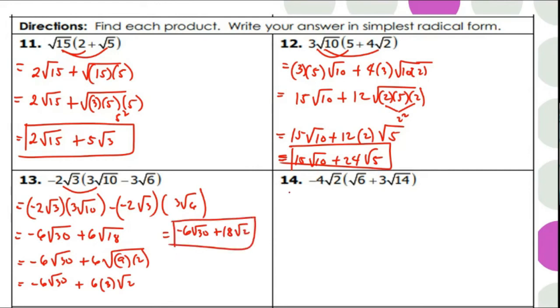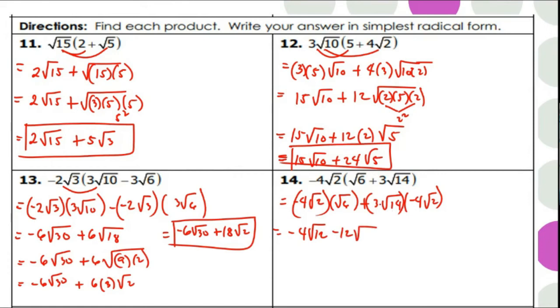Number 14, we will distribute again. So we will have negative 14 square root of 2 times square root of 6 plus 3 square root of 14 times negative 4 square root of 2. So we will now have negative 4 square root of 12 plus negative 12. 3 times negative 4 is negative 12, square root of 14 times 2.